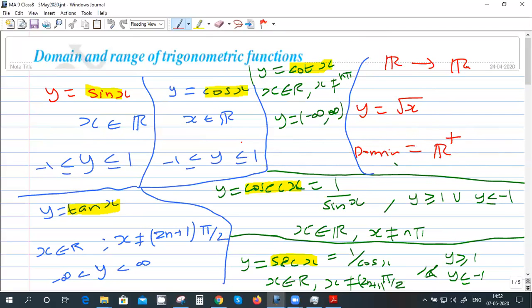This is for the next class. I'll summarize this one. Domain and range. For sine, you can quickly see it, right? Domain is this one. Y is the range. And you just check for all the six functions. Is there any confusion?